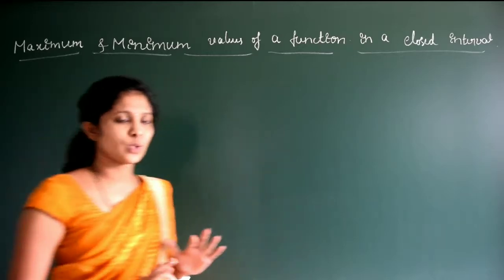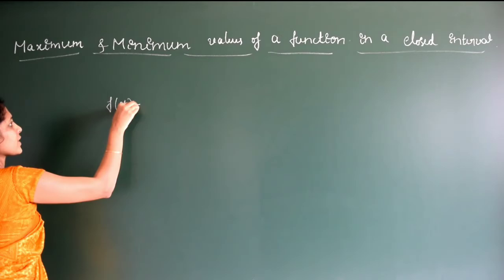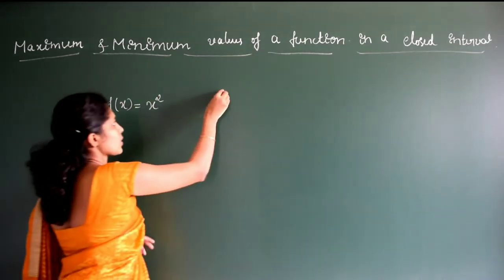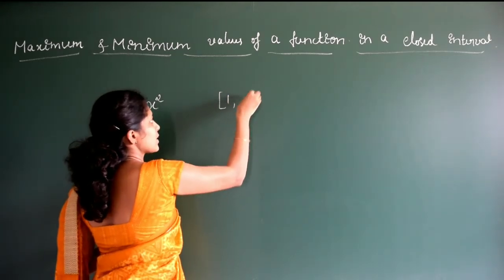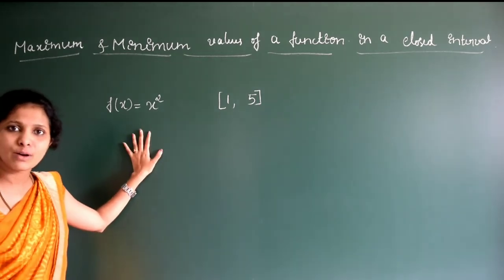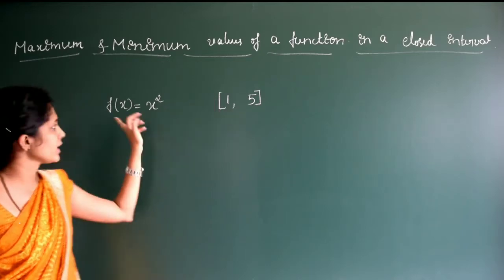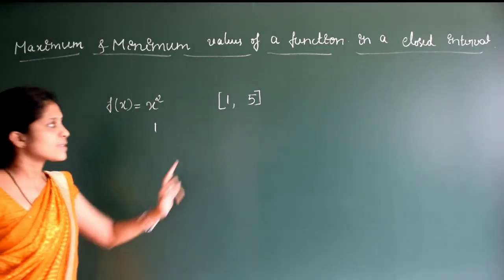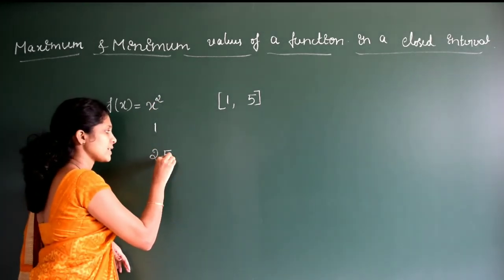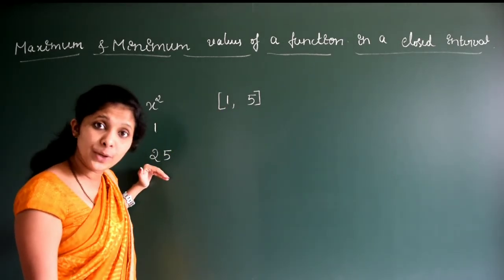Just we'll see what this is. See, if I consider the function f of x is equal to x square, defined in the closed interval 1 to 5. Now can we find the maximum value and minimum value? Obviously we can find, right? If I substitute x as 1, f of x will be 1. If I substitute x as 5, f of x will be 25. Is it clear? In between, all the values will be between 1 and 25.